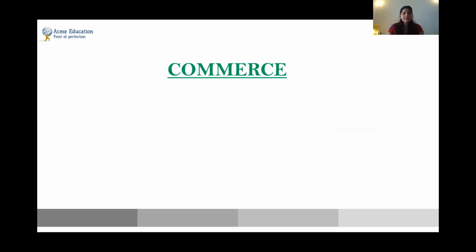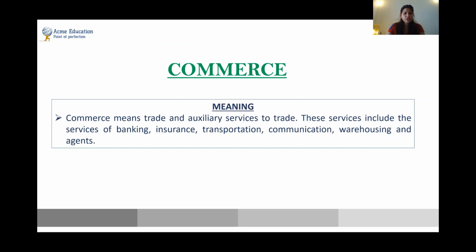Moving to the next topic, that is commerce. What do you mean by commerce? So commerce means the trade and the auxiliary services to trade. These services will include services like banking, insurance, transportation, communication, warehousing, etc. Commerce can also be termed as the auxiliaries to trade, because when you are trading, you need certain services, like you need banking facility, you need communication facilities, you need insurance, you need warehousing to store your goods. All of these services basically become a part of commerce.